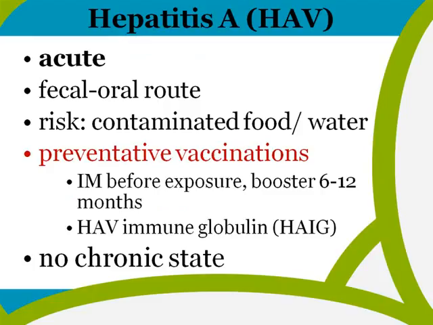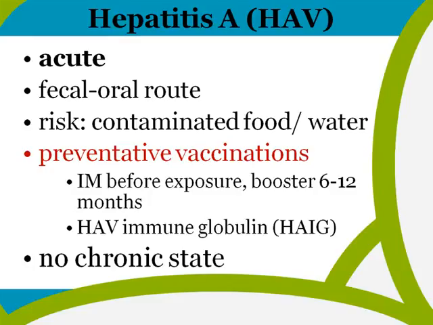We're going to start with hepatitis A. Some key things to know about hepatitis A. It is acute in nature. There is no chronic state to hepatitis A. The course of hepatitis A can last up to several days, up to weeks. But again, once the patient has recovered from that, there is no long-term or chronic state for hepatitis A. It is transmitted through the fecal-oral route, so usually contaminated food, contaminated water.